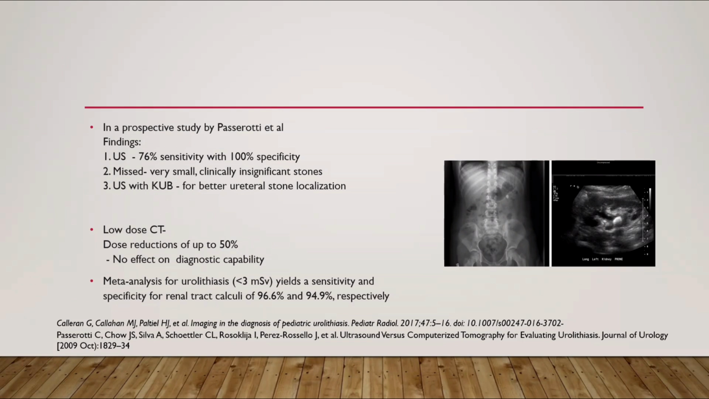Upon further analysis, the lower sensitivity rating of ultrasound was due to it not identifying stones of small caliber, which were anyhow not clinically significant. The sensitivity for ureteral stones may also be improved by combining the ultrasound with an X-ray KUB, as this would allow for better stone localization.